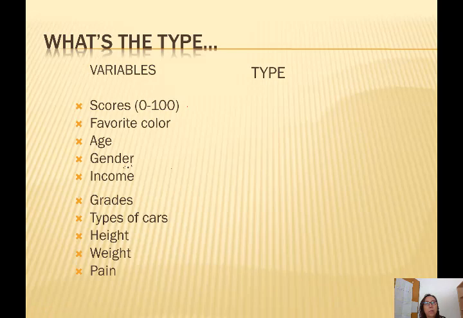Scores, 0 to 100. What type of variable would this be? Nominal, ordinal, interval, or ratio? But before we ask that question, let's see if we can decide if a variable is categorical or continuous, and then we can go into the specifics. So would scores 0 to 100 be categorical data or continuous data? It would be continuous because it's numerical. Then more specifically, continuous data is either interval or ratio. Which one would that be?